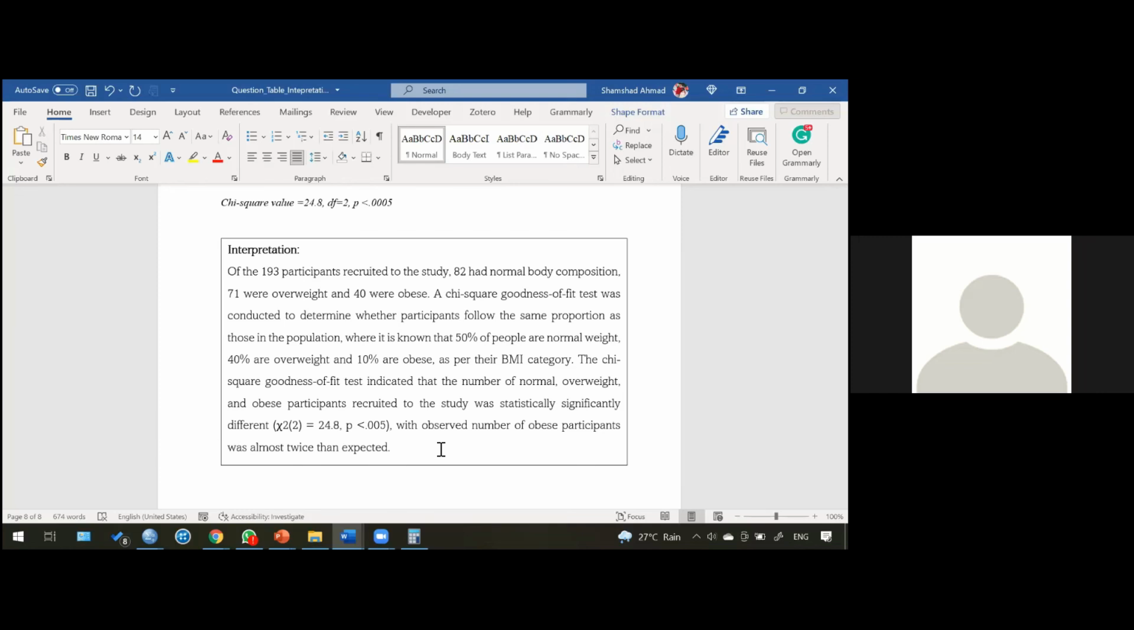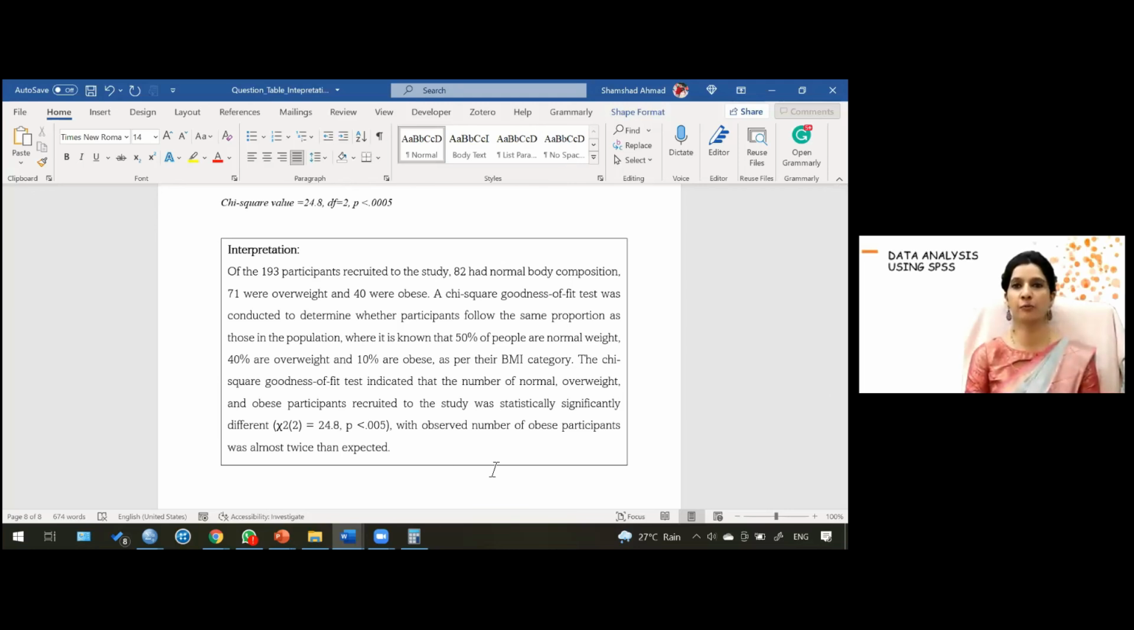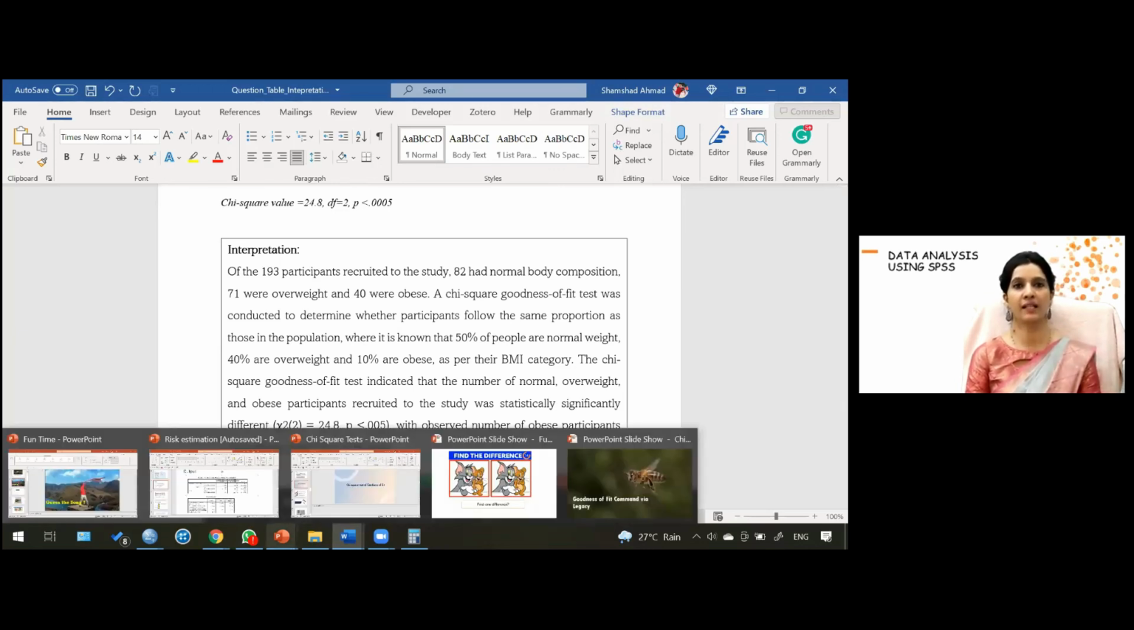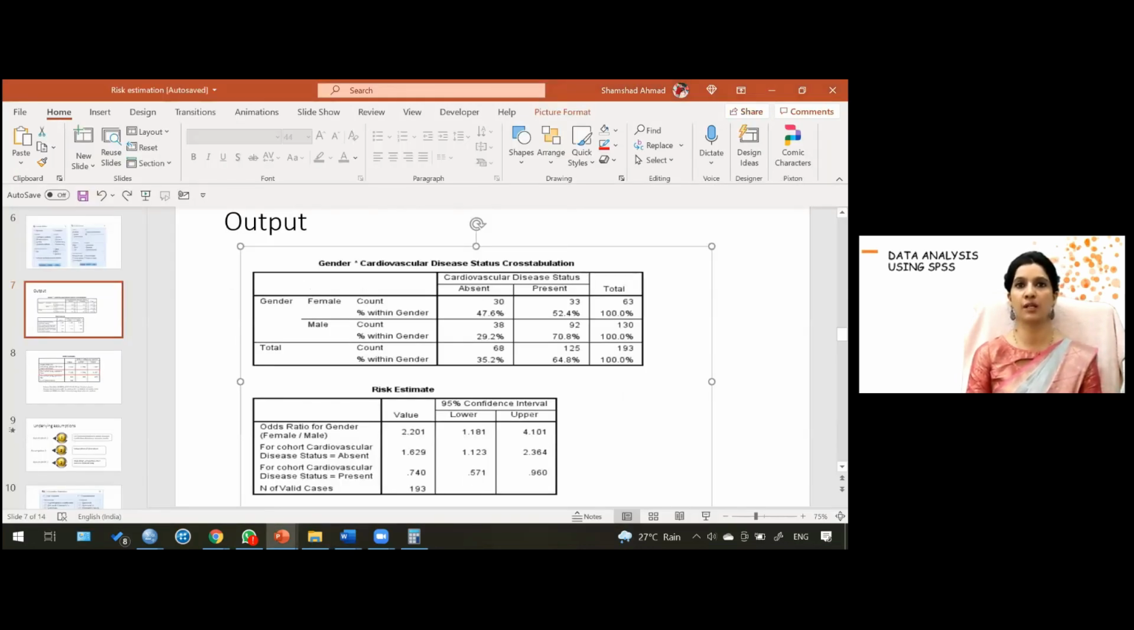Ma'am, the p-value was 0.000. Okay, actually, if it is 0.000, if you increase the number of zeros, you can see the exact p-value. But if it is more than 30, then it is difficult to write that many zeros. In that case, you can write the p-value less than 0.005, right?